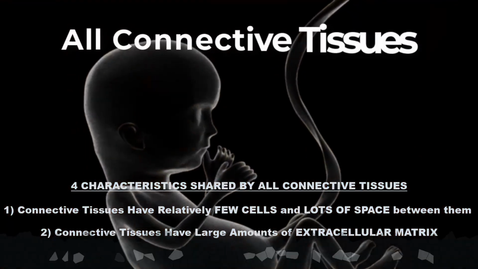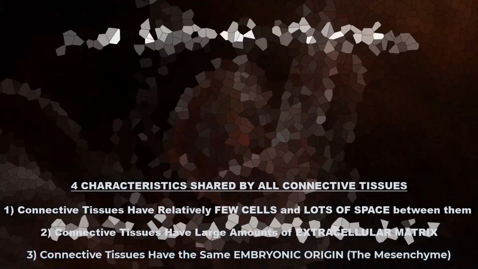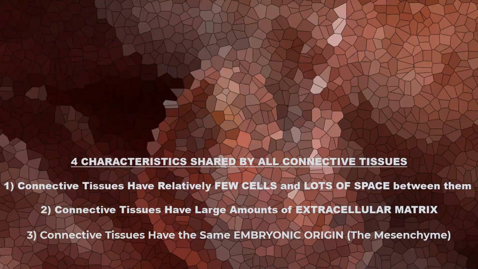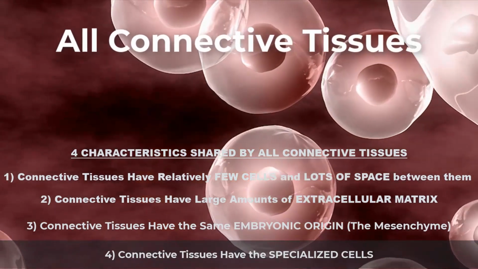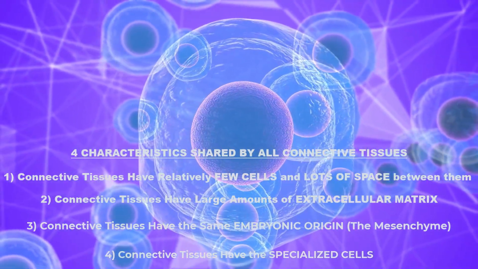All connective tissues have the same embryonic origin, which is the mesenchyme. Mesenchyme comes from the mesoderm germ layer of the embryo. All connective tissues have specialized cells. These specialized cells secrete extracellular matrix proteins.